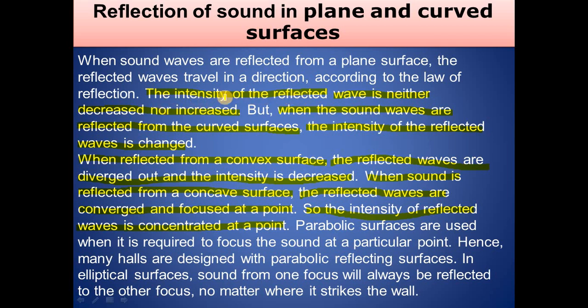The intensity of the reflected wave is neither decreased nor increased. When the sound waves are reflected from a curved surface, the intensity of the reflected wave is changed. If the reflecting surface is a convex surface, the reflected waves are diverged out and the intensity is decreased. If the reflecting surface is a concave surface, the reflected waves are converged and focused at a point. So that is why the intensity of sound is increased.